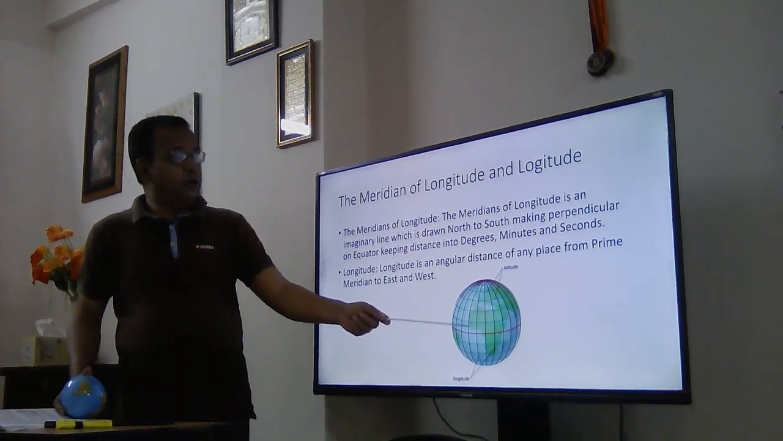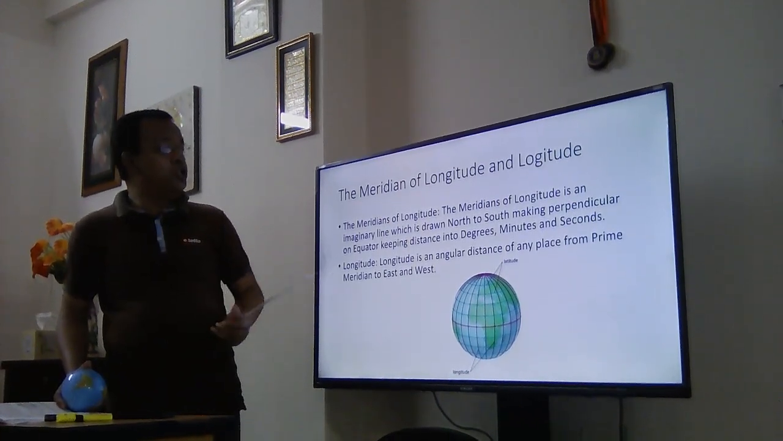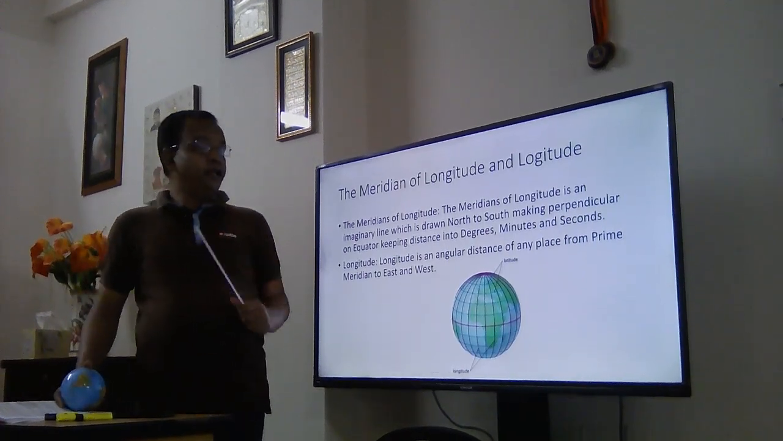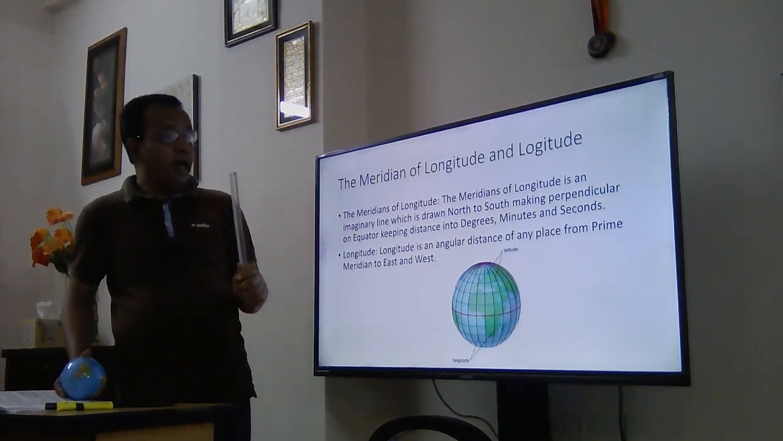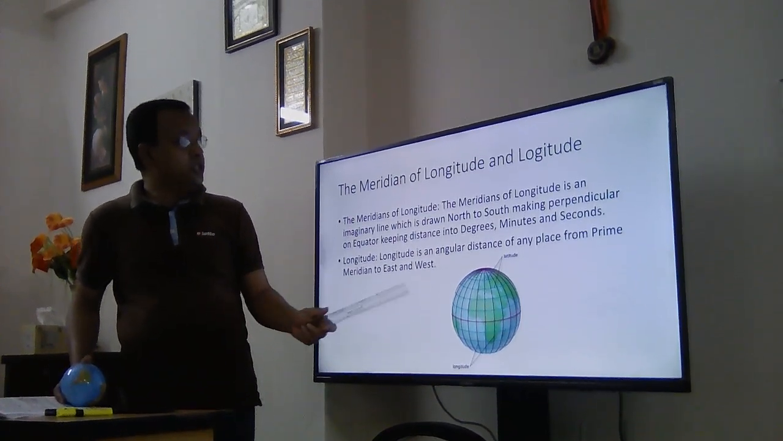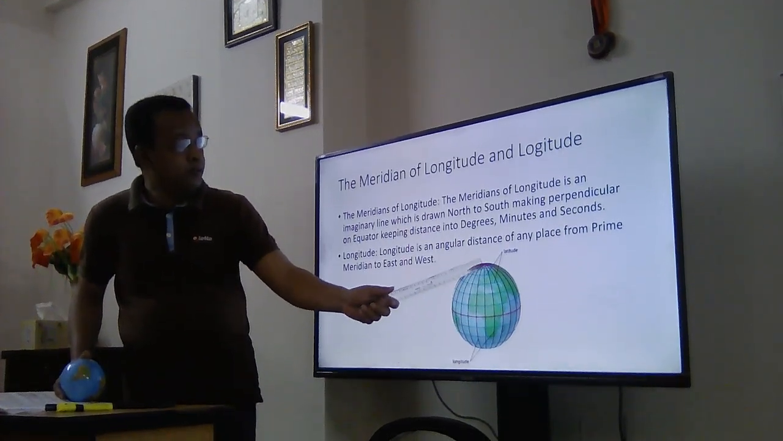Our earth is so big, it is not like a circle. Now see what is longitude. Like latitude, longitude is an angular distance. That time your base is the prime meridian.